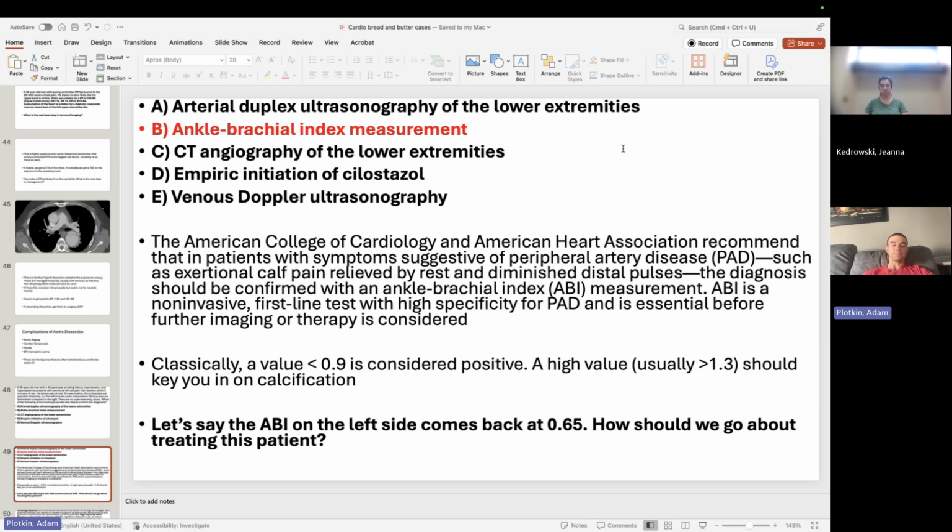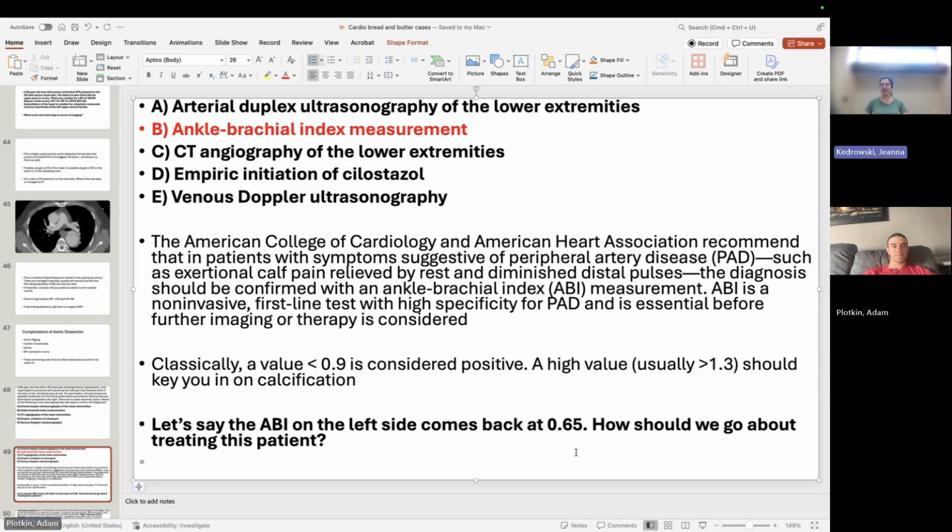Other things to consider, maybe the ABI comes back normal, but we still have a high suspicion for PAD. We do what's called an exercise ABI. It's exactly what it sounds like. We have the patient exercise immediately after we do the ABI. It'll likely come back abnormal. All right. So let's say the ABI on the left side comes back at 0.65. What should we do for treatment?